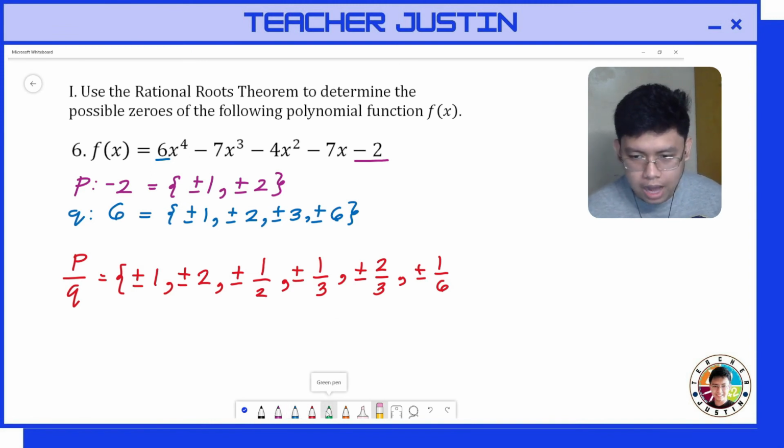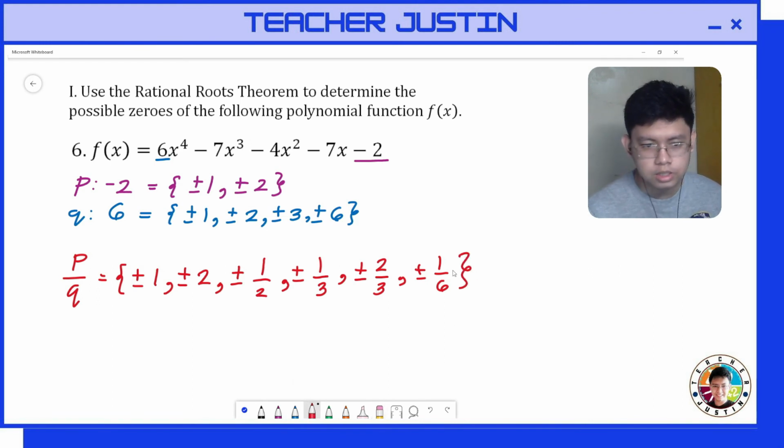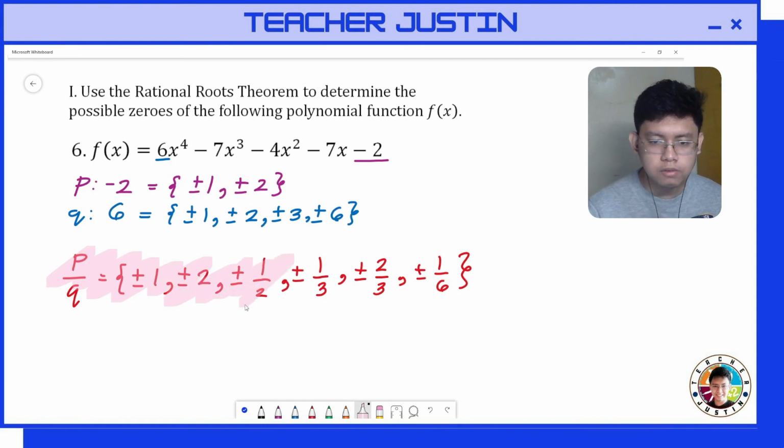That will be our possible zeros. So our possible zeros of this polynomial function are the following: ±1, ±2, ±1/2, ±1/3, ±2/3, and ±1/6. And that's it. Ta-da! Alright.